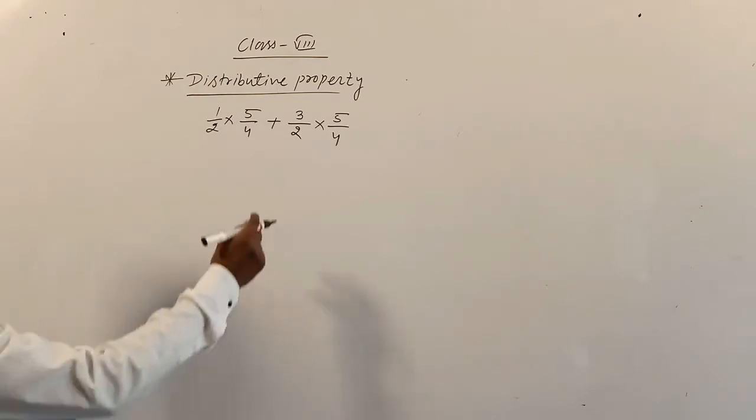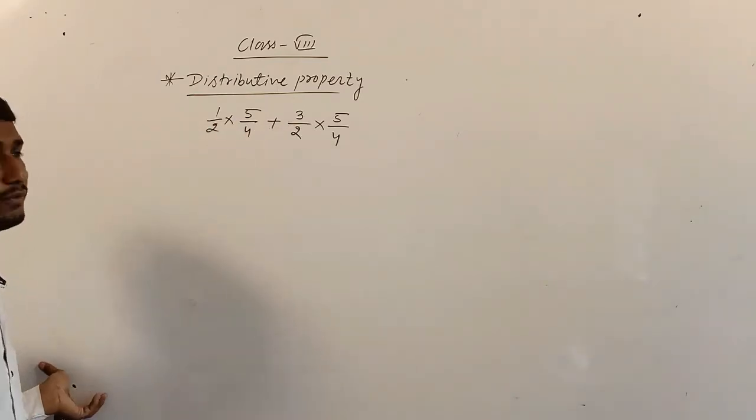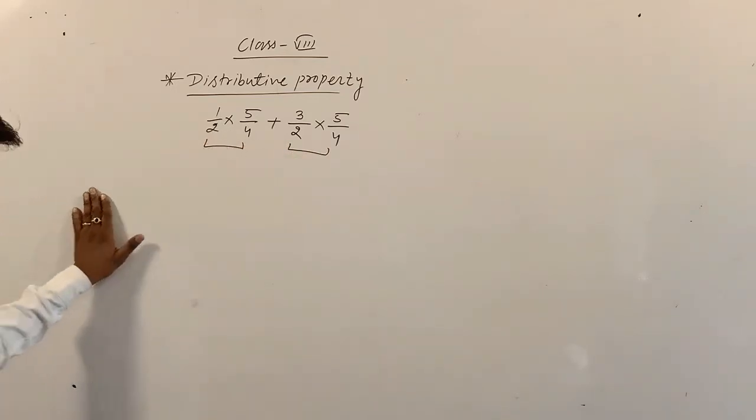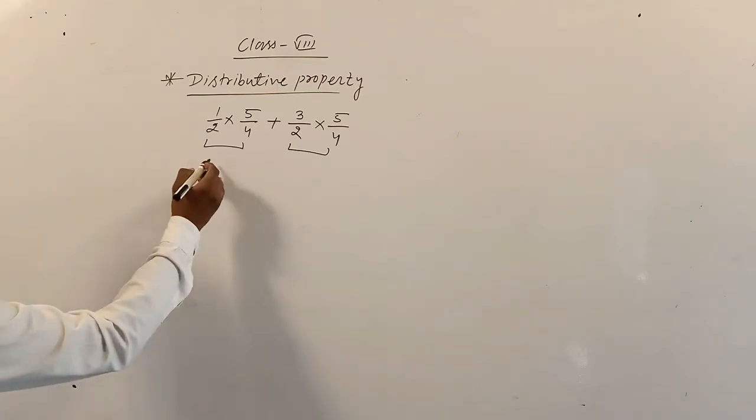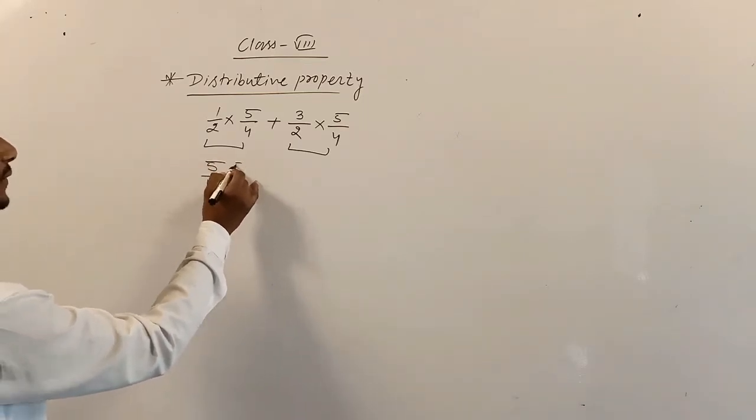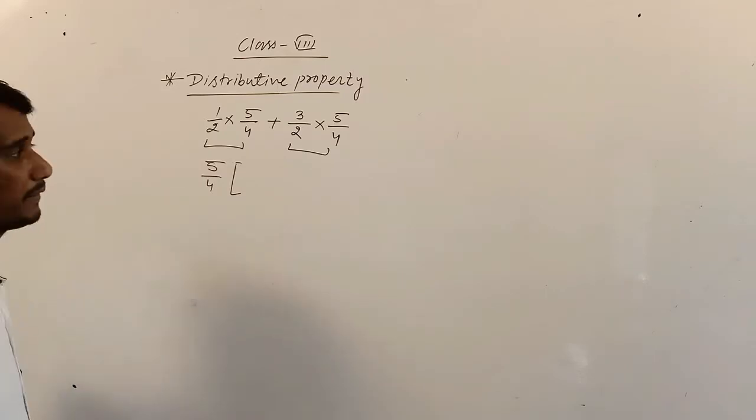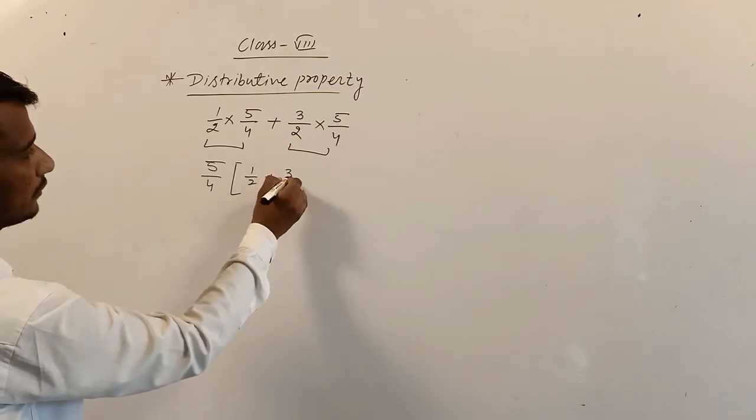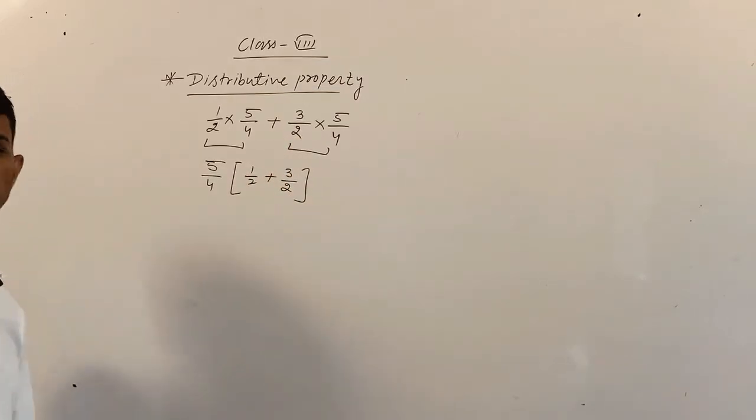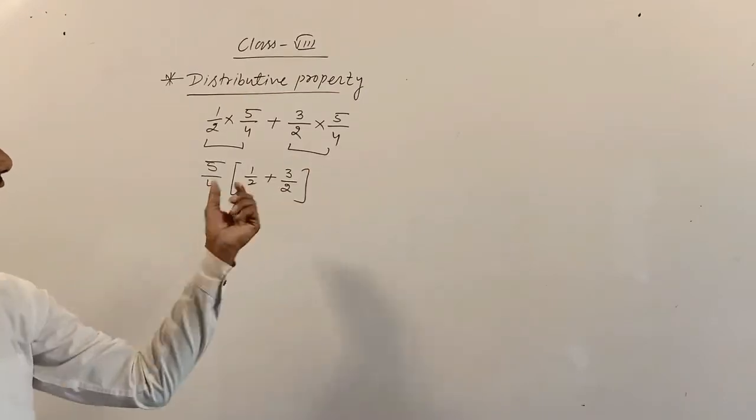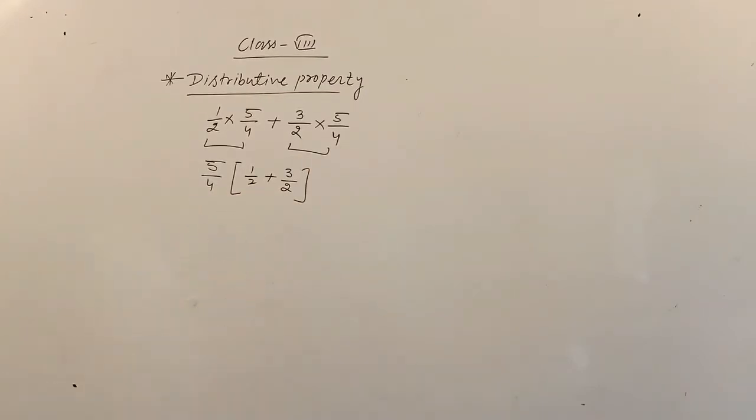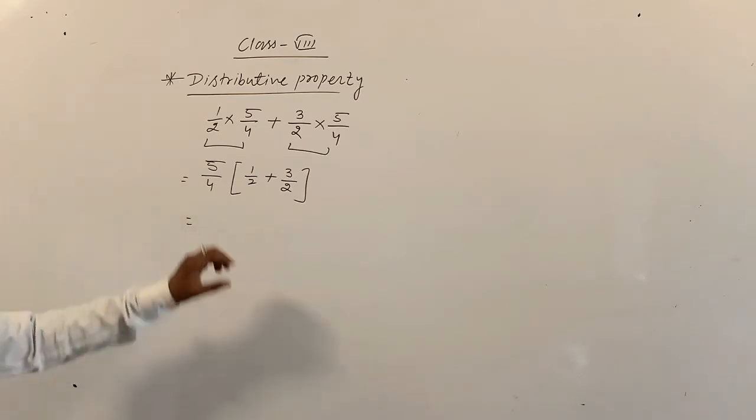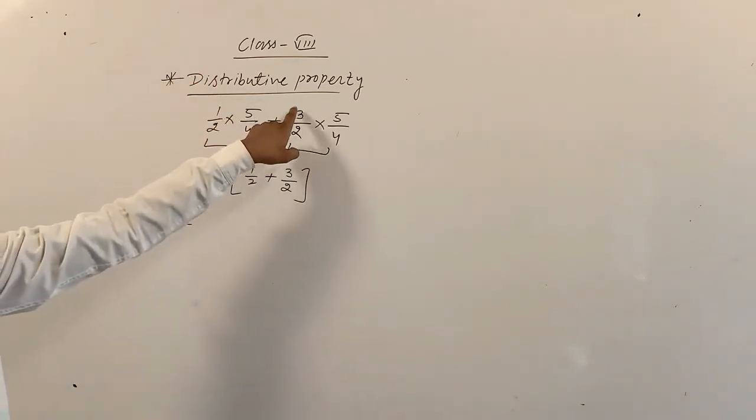How? Check here. This term is common in both pairs. From these two pairs, this term is common, so 5 upon 4 is the common term. The rest of the terms we write here: from the first pair 1 upon 2, and from the second pair 3 upon 2, and put them in a bracket. You can put a square bracket or round bracket, no problem. Now solve it.